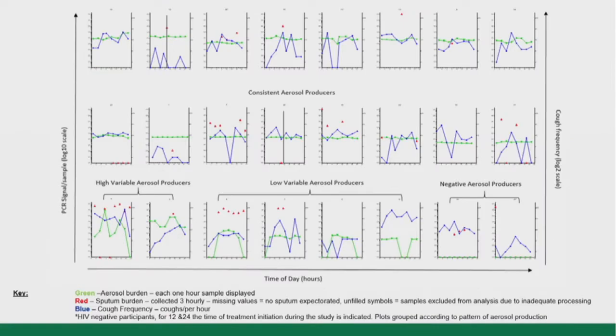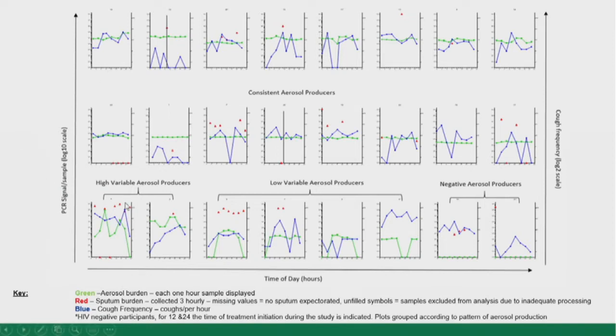This is all 24 patients. I don't want you to necessarily critique every single graph on there, but to really appreciate the groups that we think we've observed here. 16 of the 24 patients had a pretty consistent aerosol output. So remember, aerosol is green, cough is blue, sputum is red. So they continually produced aerosol at a pretty flat linear rate over the 24 hours with a range between 10^3 and 10^5 bacilli in each 1 hour sample.